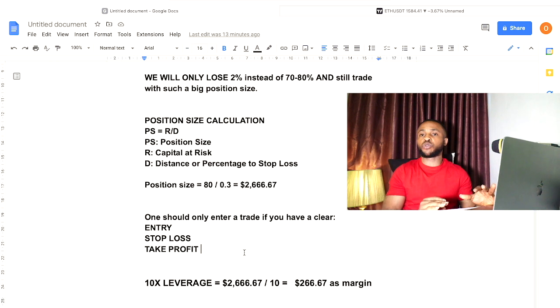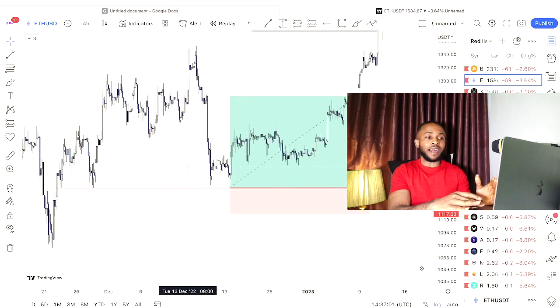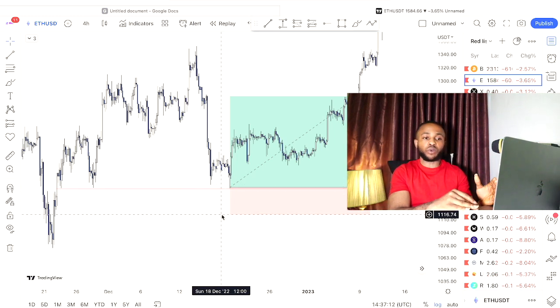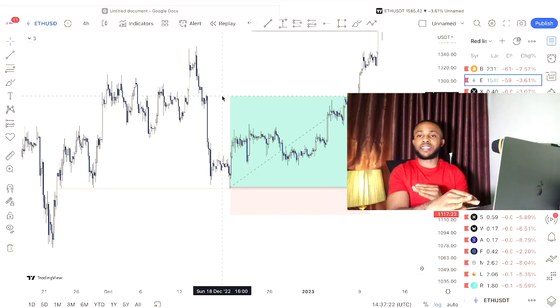Okay. I also want you to note something very, very important. One should only enter a trade if you have a clear entry point, stop loss, and take profit. You already know what that means, okay? Just like the trade I took here, if I don't have an entry, I won't enter the trade. I already know that my entry here was at about 1,152, and then my stop loss was somewhere at about 1,116 Ethereum, and then my take profit was somewhere at about 1,278. If you don't have these three things, you should never enter a trade.